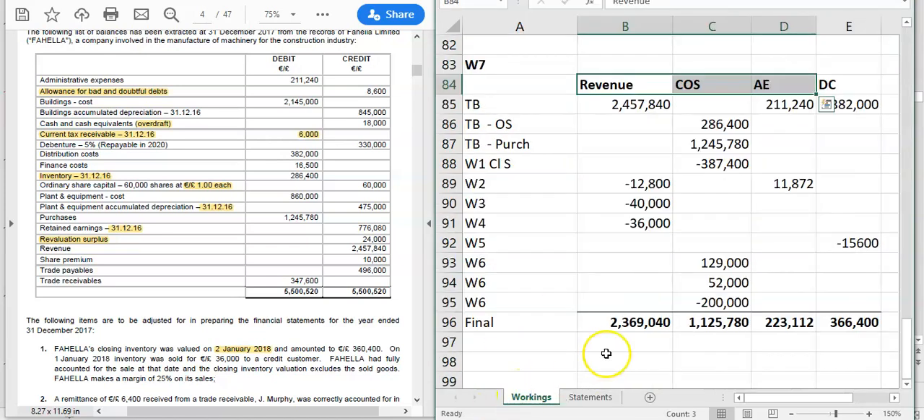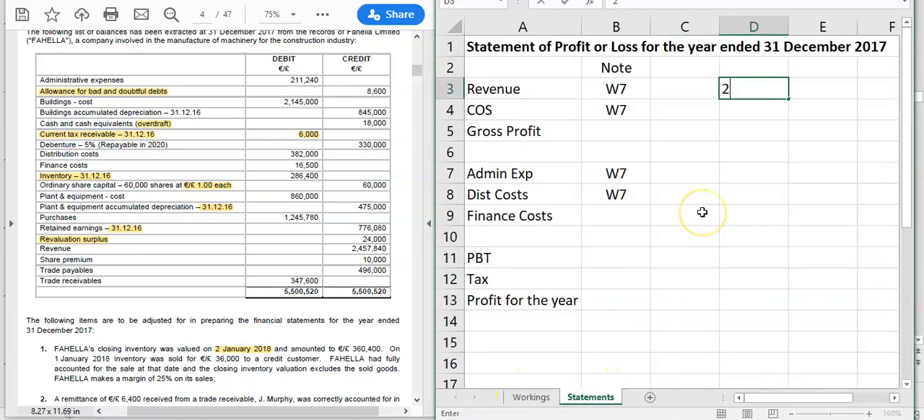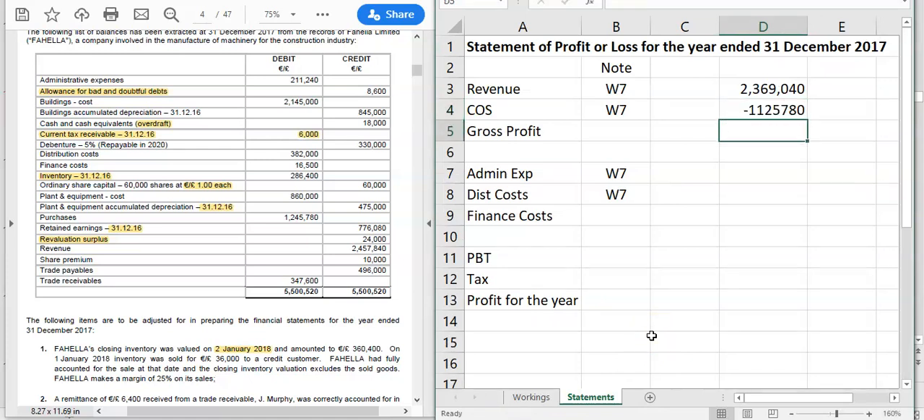My revenue, I've said, is 2,369,040. My cost of sales, be careful now, your cost of sales is the negative figure. Cost of sales is 1,125,780, which means my gross profit is 1,243,260. But you can see, if you do it well at the start, five minutes will finish out a lot of the financial statements. But you are asked for the financial statements, you have to finish them off to get your marks.